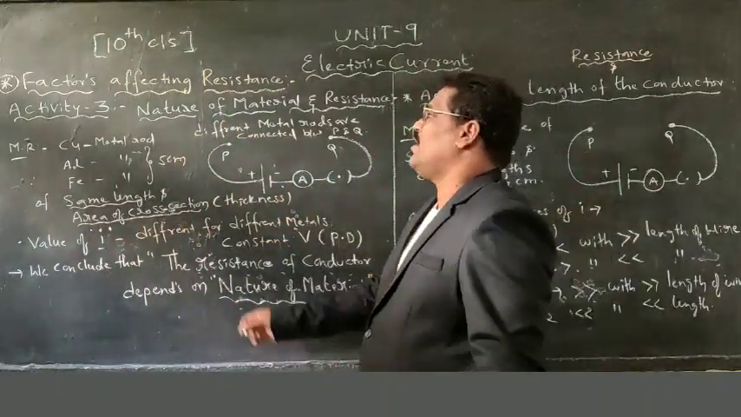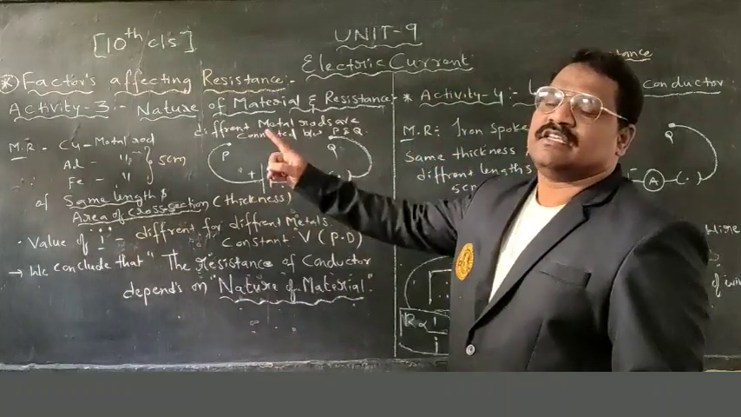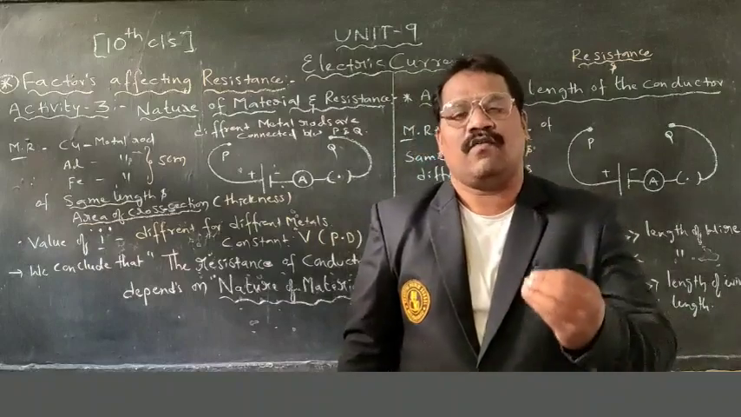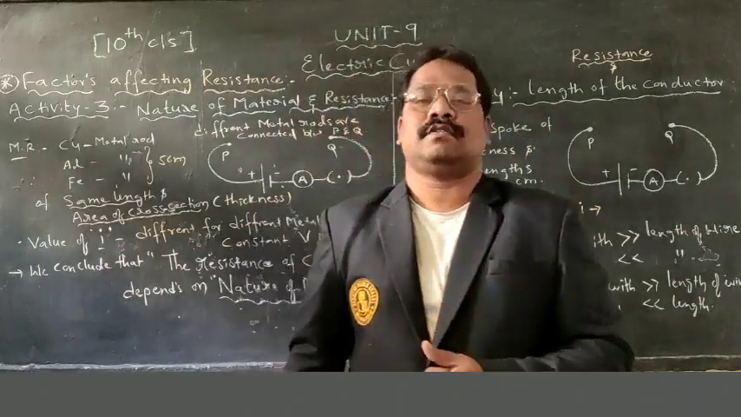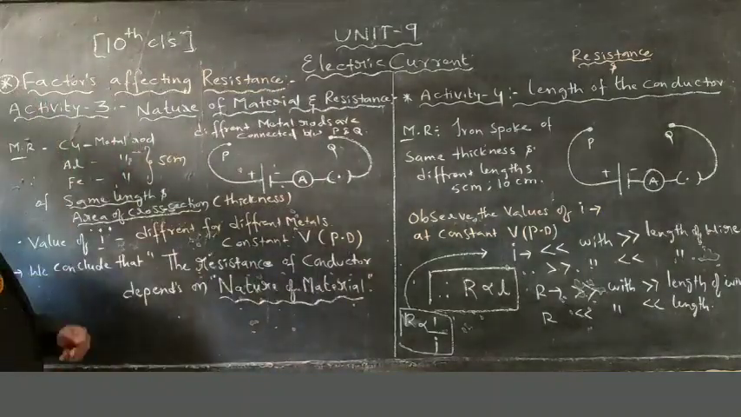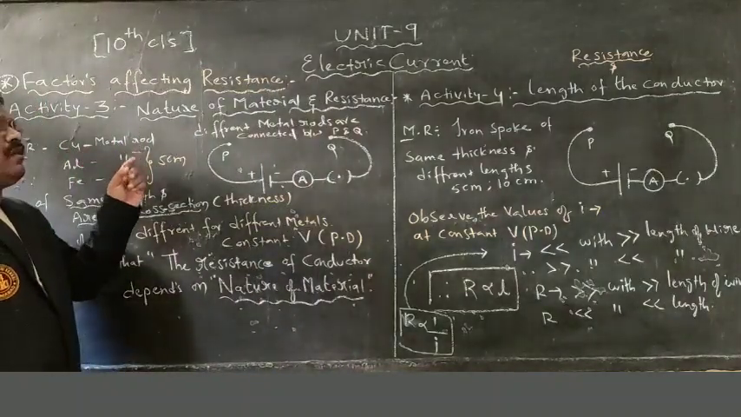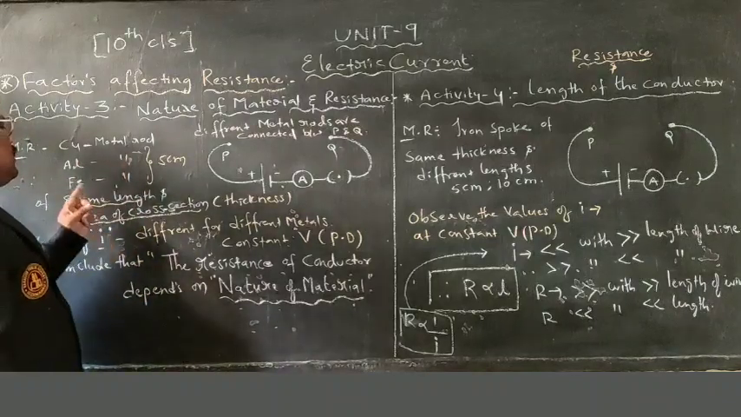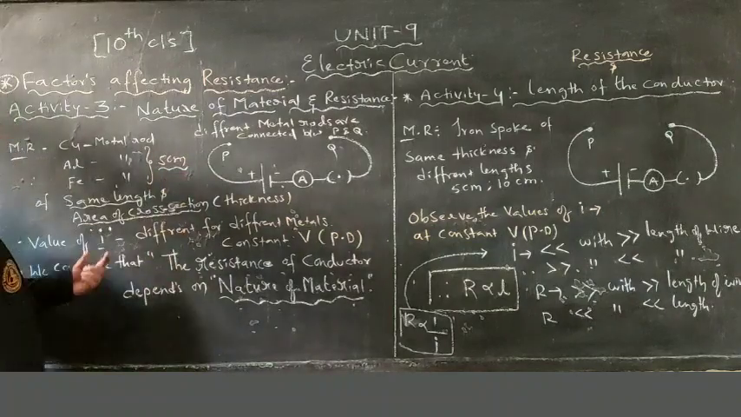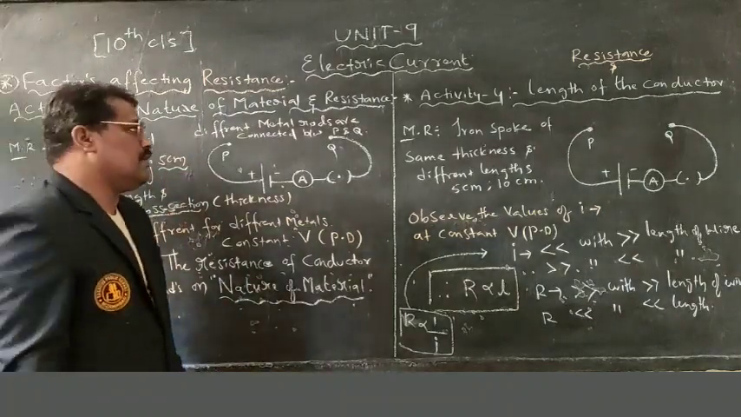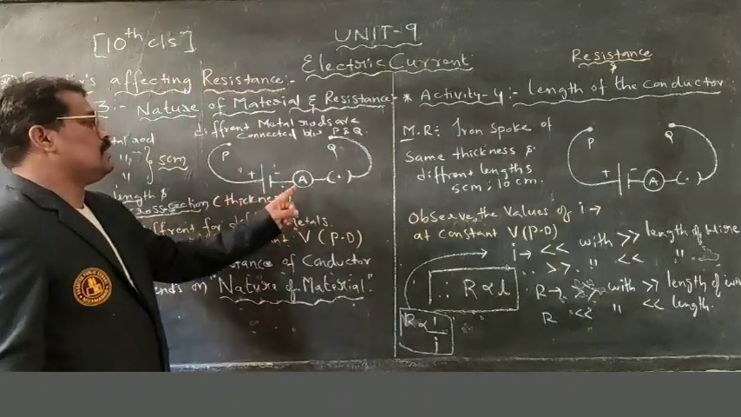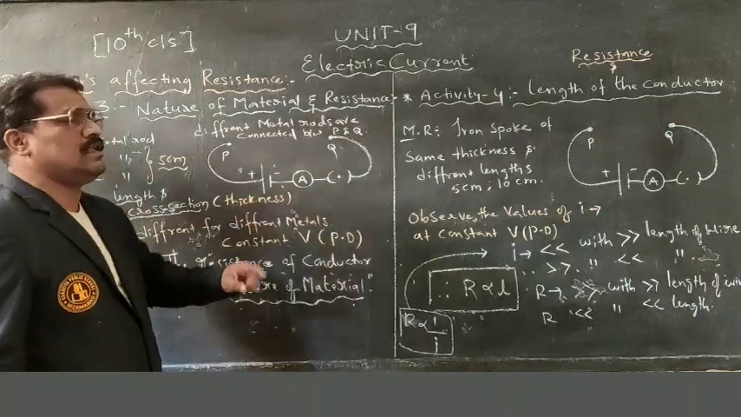In this class, we are going to discuss nature of material and resistance, how the nature of material plays a vital role in offering resistance. To perform this activity, I have taken the materials required: a copper metal rod, an aluminium metal rod, and an iron metal rod, all of the same length of 5 cm and the same thickness. I have also taken a cell, an ammeter, as well as a key.